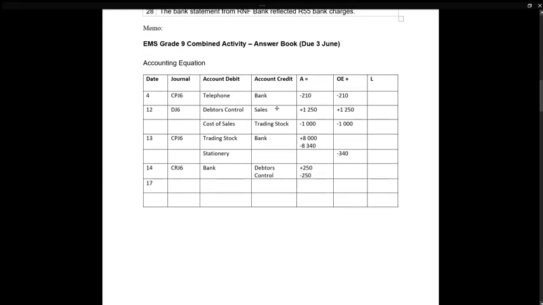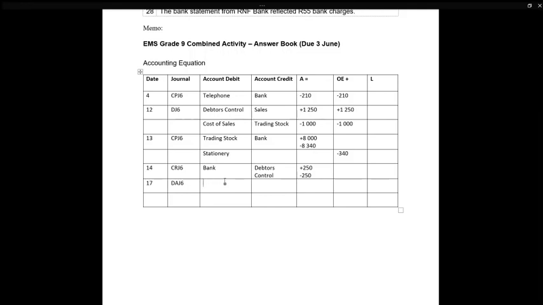Right, let's go and fill that in. So this will be my debtors allowances journal 6 for June. Right, so to account for this one correctly, we're basically going to reverse the previous transaction. So we had sales previously, now he's returning it. We need to do the opposite of sales.